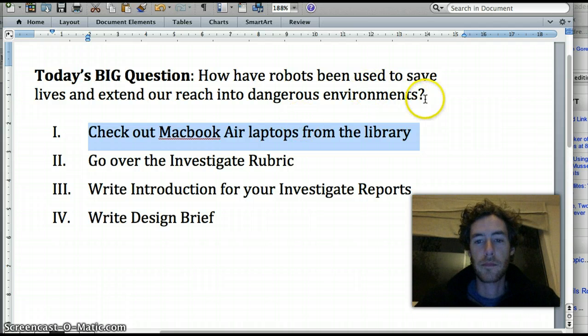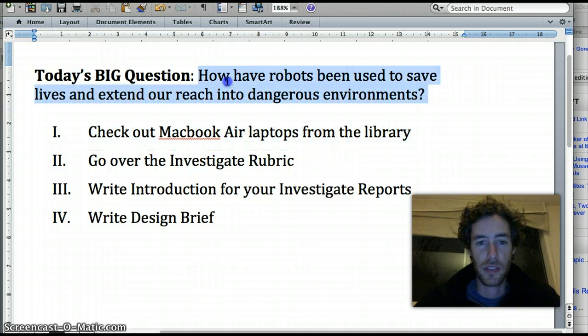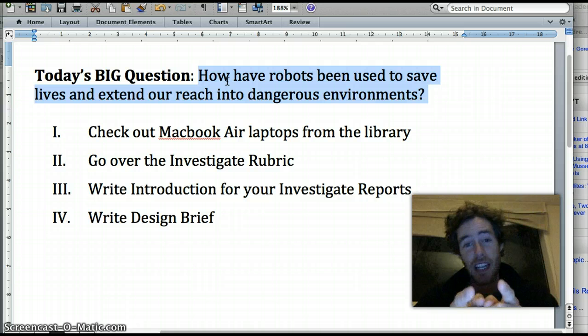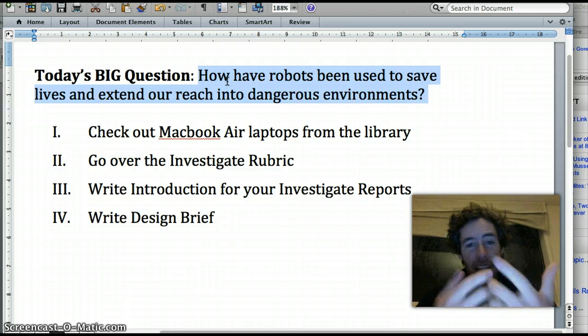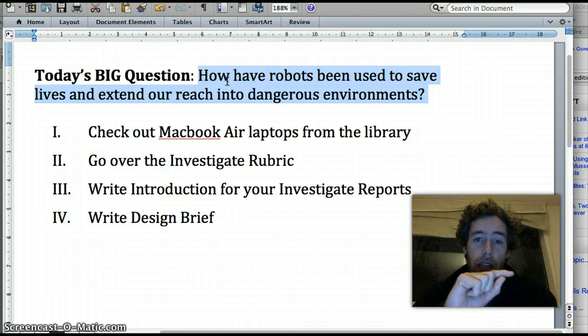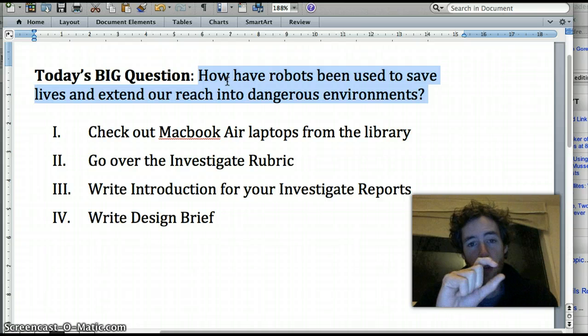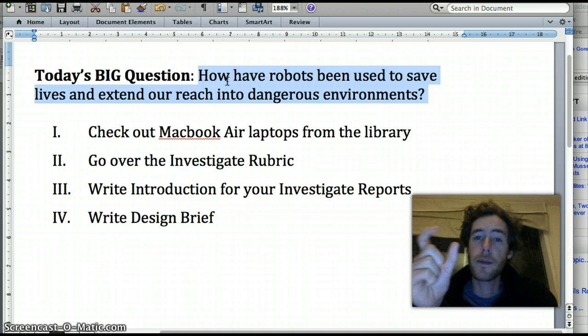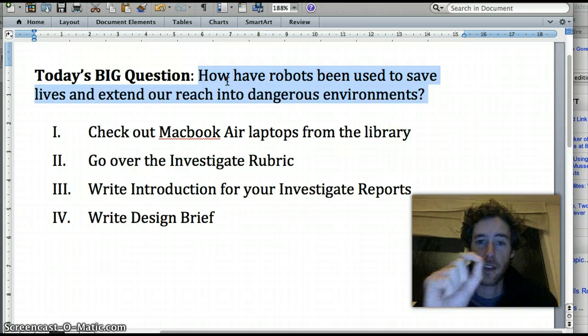Now, when you come to class, I want you to consider this question. How have robots been used to save lives and extend our reach into dangerous environments? If that sounds like a guiding question to you, it should, because it is. The idea is that I want to hear from you. What real-world examples have you been able to find of robots that have been able to achieve our significant concept and our unit question?